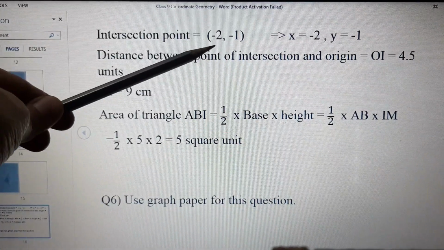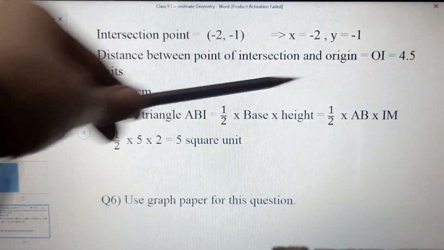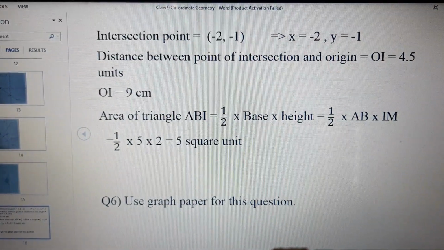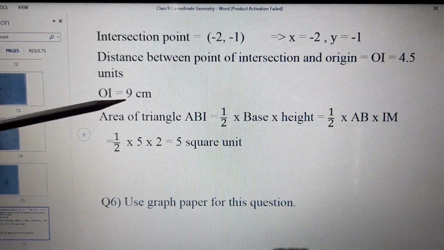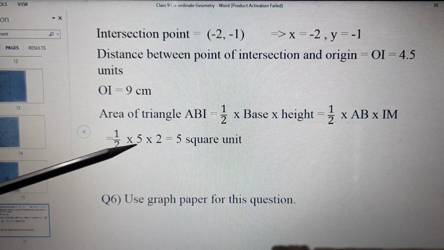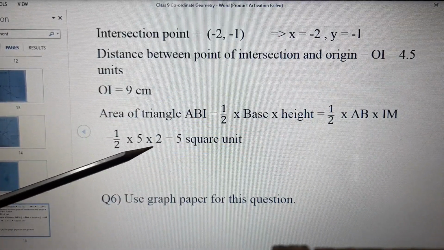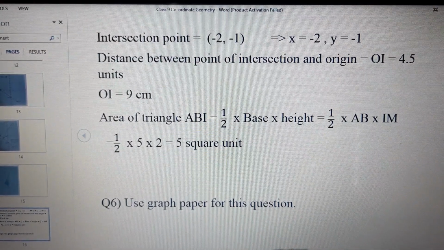Value x becomes -2 and y becomes -1. It was 4.5 units, or with the help of the scale, 2 centimeter is equal to 1 unit. That is why 9 centimeter. The base we have measured is 5 units and height is 2. So when we cancel it, 5 square unit. Fine.